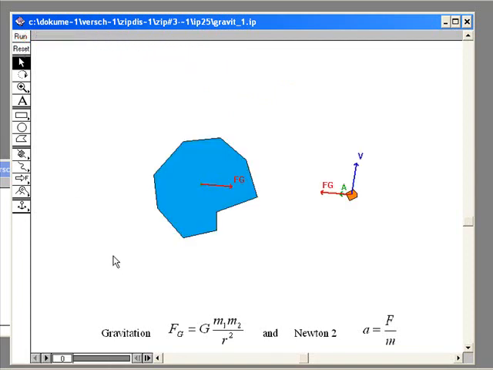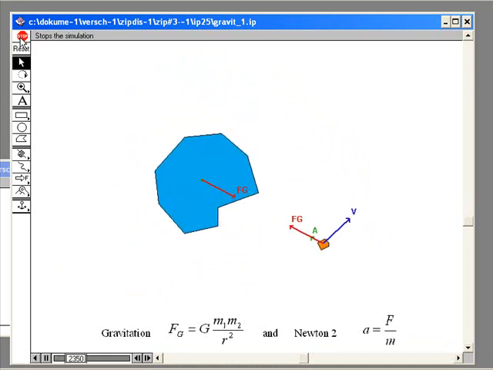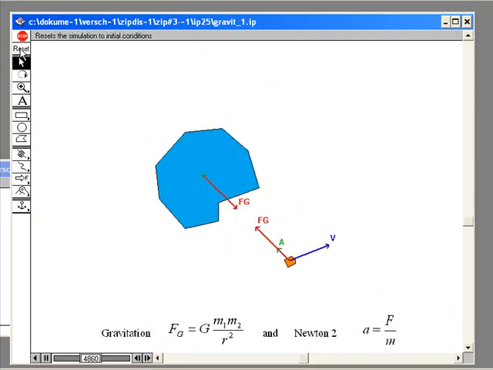And by the way, I don't know why it vanished here. The software that I'm using isn't absolutely perfect, and then all of a sudden the other object was gone. Anyway, we see what's going on here.